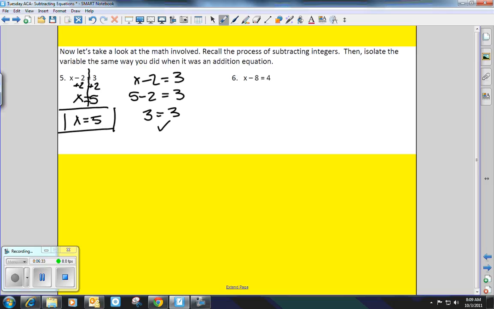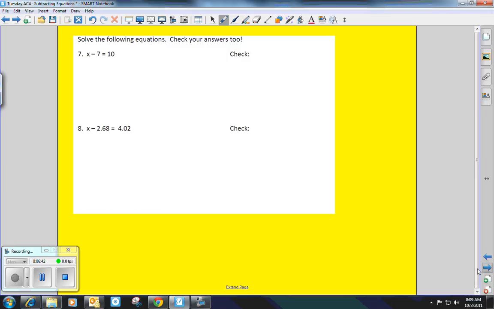I want you to try the same steps with number 6. This is how you show your work. This is what I want to see. Try your steps with number 6. And then I want you to also go ahead and do 7. Number 8 has decimals in it, but don't be scared, because remember, every decimal has an opposite.